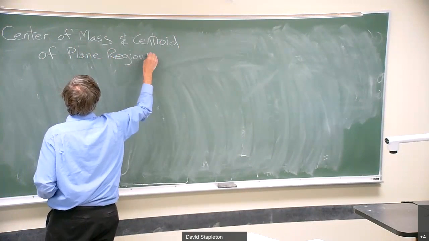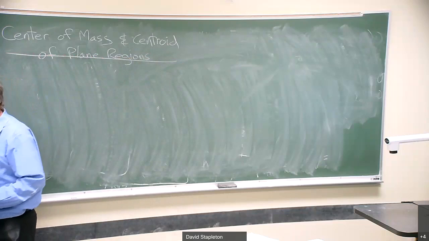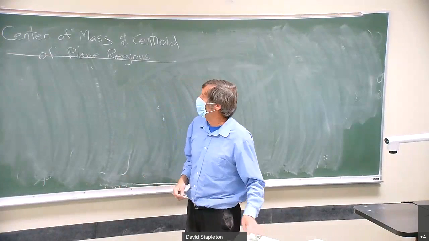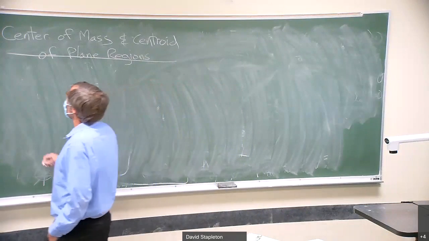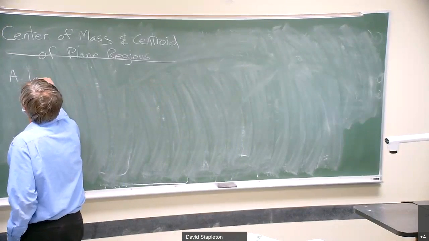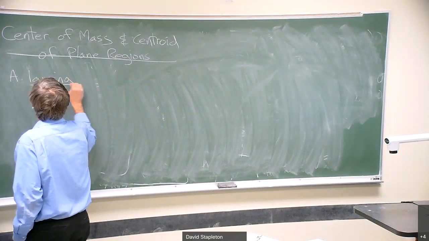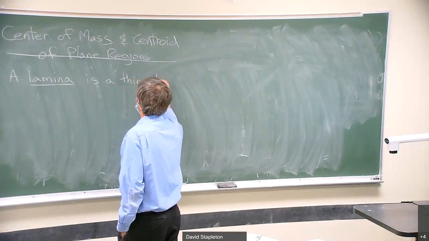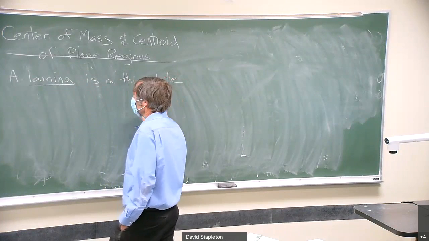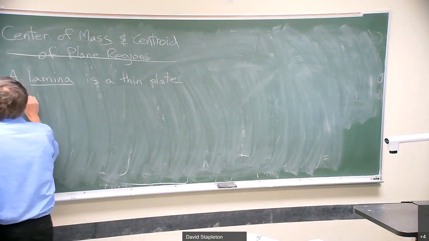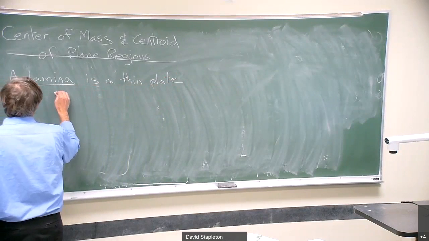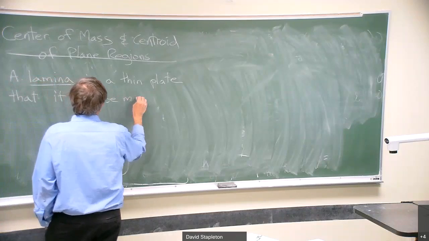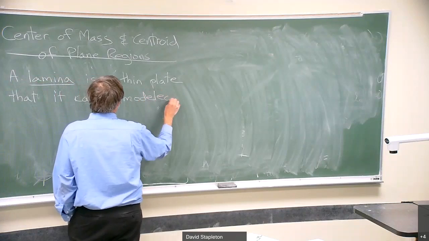So its applications. Really not any new math, it's just new formulas, new ways of seeing how calculus actually derives some things. And it starts with this, a lamina is a thin plate, thin flat object, so thin that it can be modeled as a plane region, a two-dimensional object.